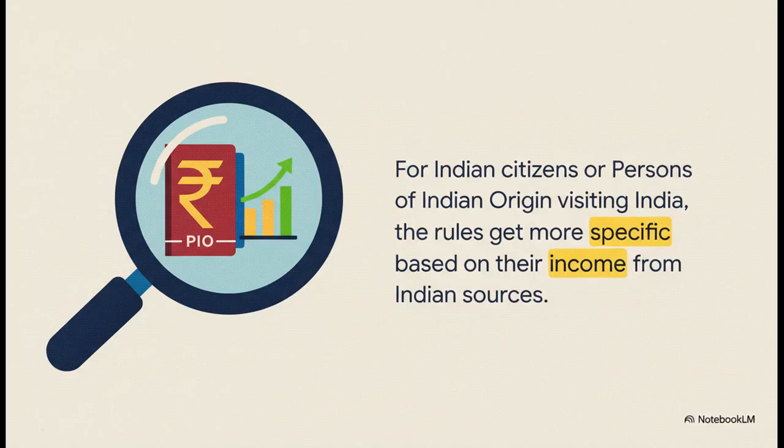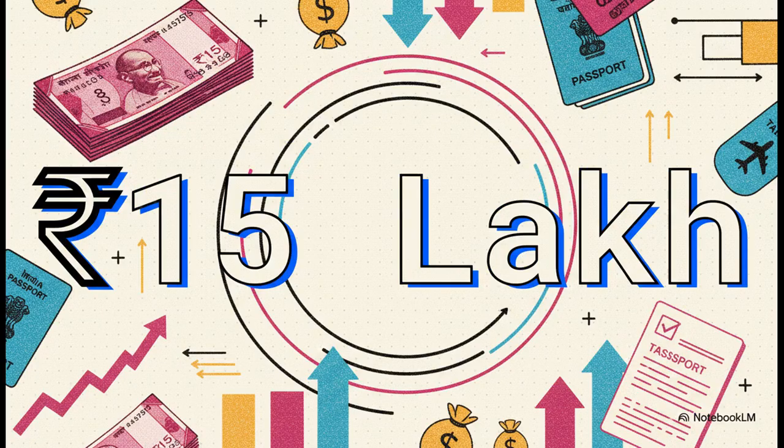Right, let's zoom in on that special rule for visitors. The Indian citizens or persons of Indian origin who come back to visit. For them, things can get a little more specific, and it all hinges on one particular number. 15 lakh rupees. Remember that number? It's the magic threshold. If a visitor's income from Indian sources goes over this amount in a year, the rules of the game change.